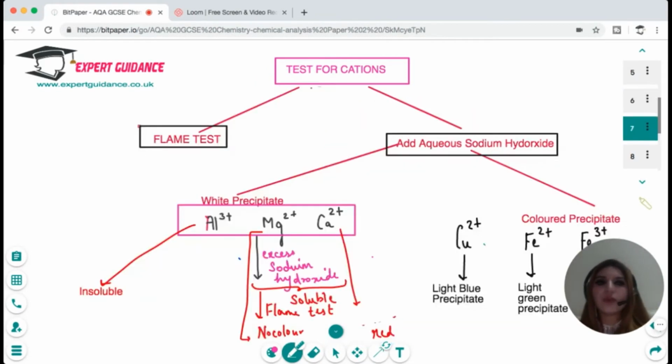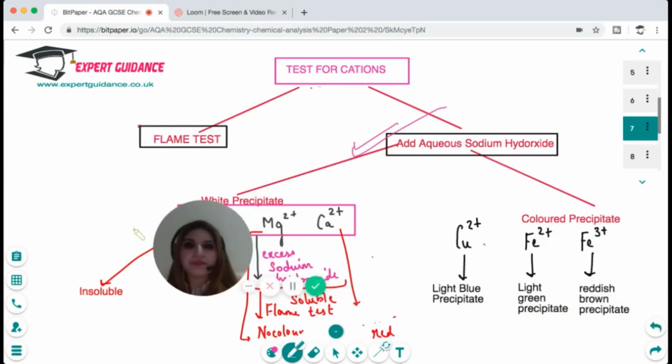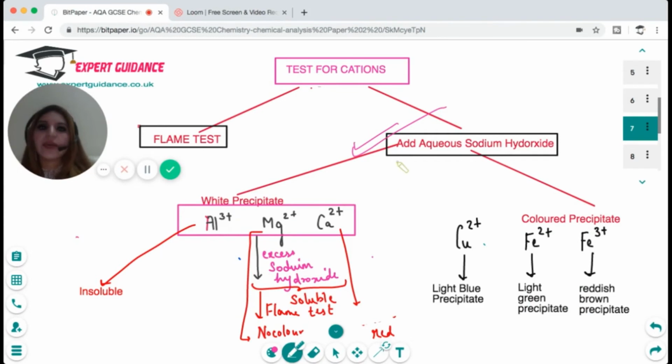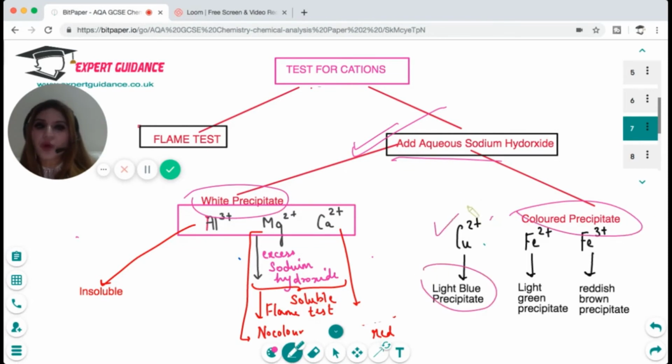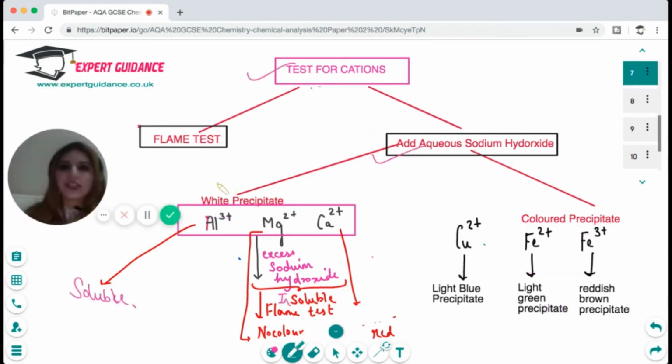So we have an alternative test, which is we add aqueous sodium hydroxide and we see the precipitate. Now, whenever we add aqueous sodium hydroxide, we either see a white precipitate or a colored precipitate. If there's a colored precipitate of blue color, it is of copper. If it is of light green color, it is of iron 2+, and if it is of reddish brown, it is iron 3+. You should remember these ions and their solution and add sodium hydroxide to it and see the precipitate. If there's a colored precipitate, we note the color.